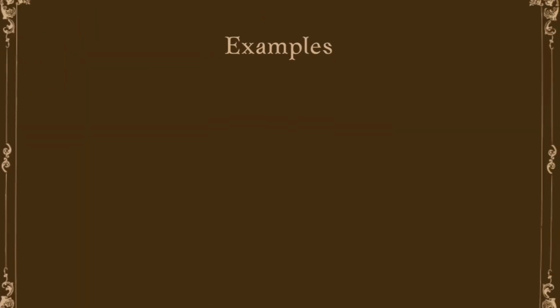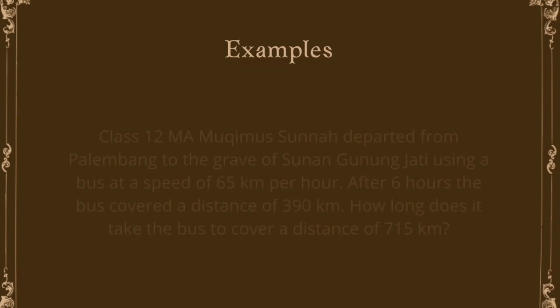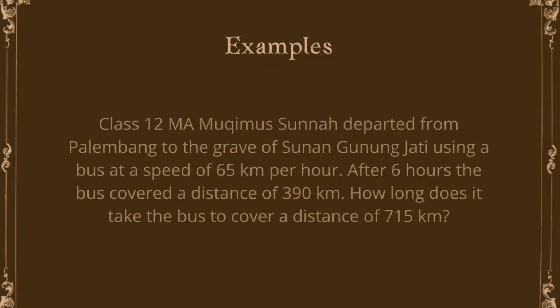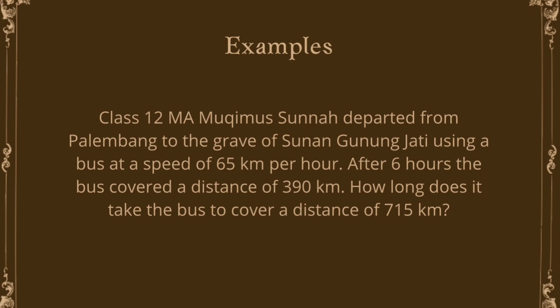Then, for example, 12th grade students of senior high school in Mukimusuna Islamic Boarding School depart from Palembang to the grave of Sunan Gunung Jati using a bus at a speed of 65 km per hour. After 6 hours, the bus covered a distance of 390 km. How long does it take the bus to cover a distance of 715 kilometers?